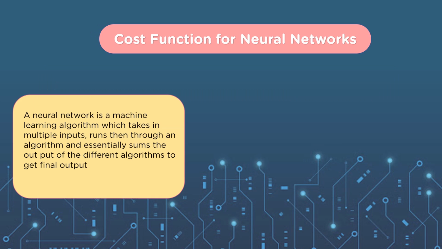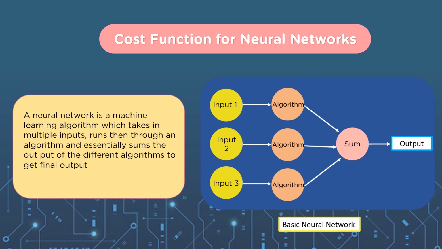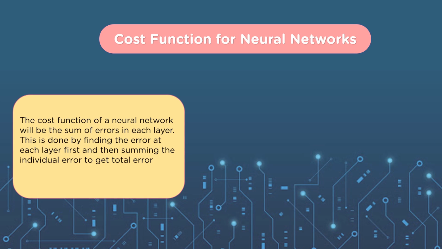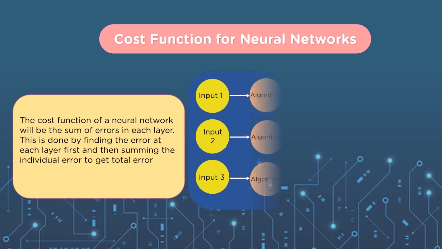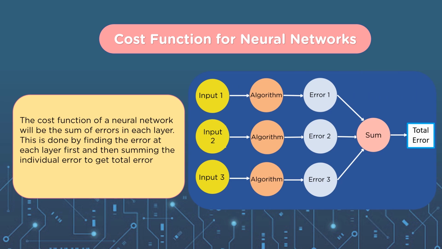to get your cost function on there. And when we talk about cost functions, we certainly look at that in the linear regression model, and there's a couple other ways to do a linear regression model. But certainly we want to minimize the error, and we look at a cost function for our neural networks. Neural networks are interesting because they have multiple layers, and a neural network is a machine learning algorithm which takes in multiple inputs, runs them through an algorithm, and essentially sums the output of the different algorithms to get a final output.